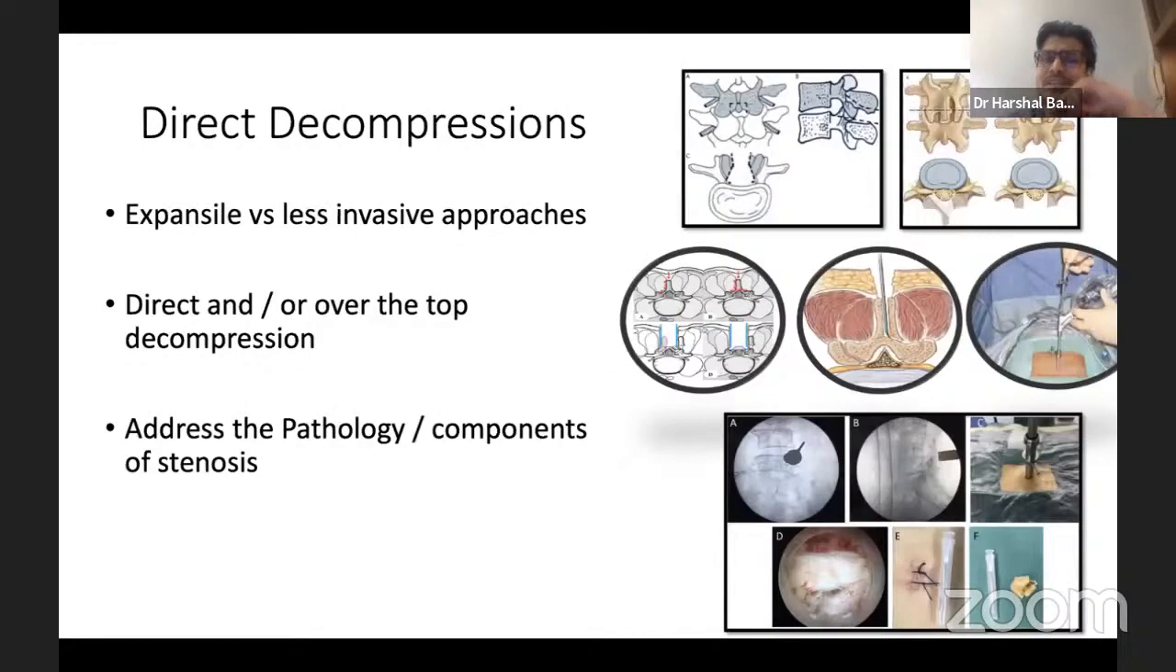Direct decompressions typically have expansile or less invasive approaches nowadays. It actually addresses the pathology and the components of stenosis, so we are supposed to see the nerve root decompress in front of our eyes. It can be a direct decompression by a wide laminectomy, or an over-the-top decompression by a unilateral laminotomy. All the other approaches which have been described, like spinous process splitting, or even tubular decompressions, are all variations of the approach. The principle of treatment remains the same: you have to adequately decompress the neural structures.